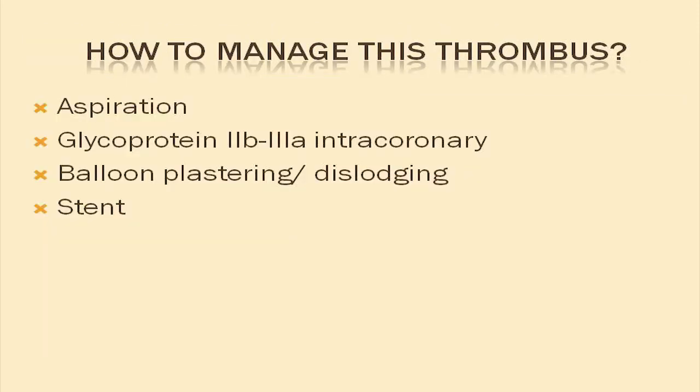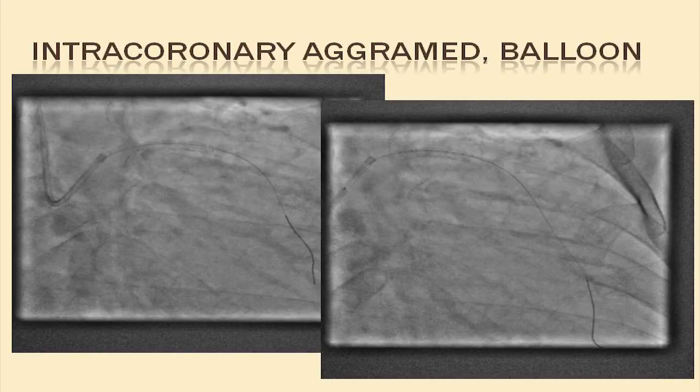Again in this case, similarly, we found a thrombus at the distal bifurcation of the left main. The options remain the same. First is aspiration, glycoprotein 2B3A, balloon plastering or dislodging, and lastly, to consider a stent if it is not yielding. Interestingly, in this case also, the patient was hemodynamically stable, fortunately. Here we gave intracoronary Aggrastat, and then I took a balloon, because this case happened back to back within a few days of time.